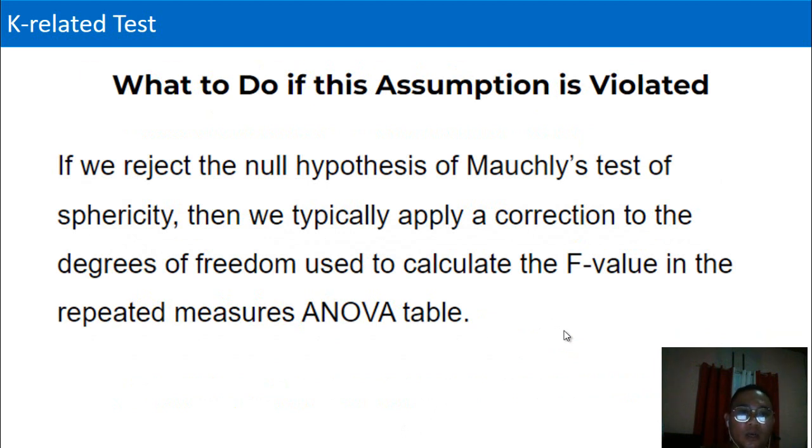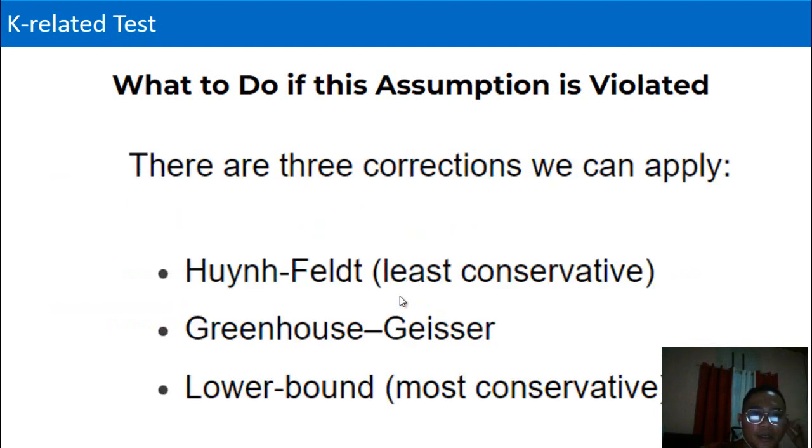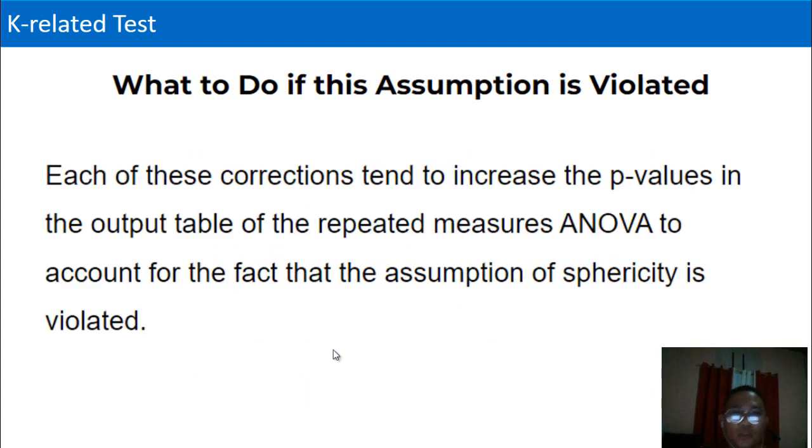If we reject the null hypothesis of the Mauchly test of sphericity, then we typically apply a correction. There are two ways to correct the degrees of freedom: we can use the lesser degrees of freedom, or multiply the degrees of freedom by the epsilon. How to do that? Of course, we have three corrections: the Huynh-Feldt, the Greenhouse-Geisser, and the lower bound. The most common among these is the Greenhouse-Geisser, and each of these corrections tends to increase the p-value in the output of the repeated measures ANOVA.